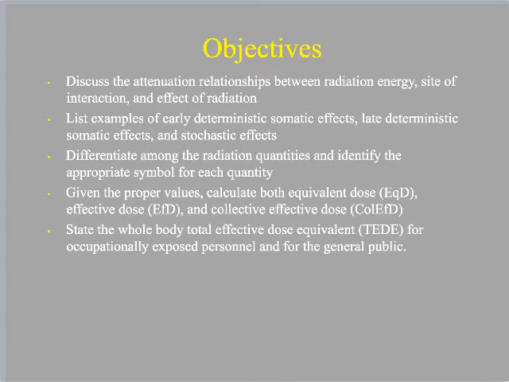We're going to differentiate the different radiation quantities and identify appropriate symbols for each quantity. And I expect us to do some calculations, right? We need to be able to calculate an equivalent dose, calculate an effective dose, calculate a collective effective dose, and then talk about why we have a TEDE, the total effective dose equivalent. Why do we use it? Where does it apply? And why do we come up with these numbers?